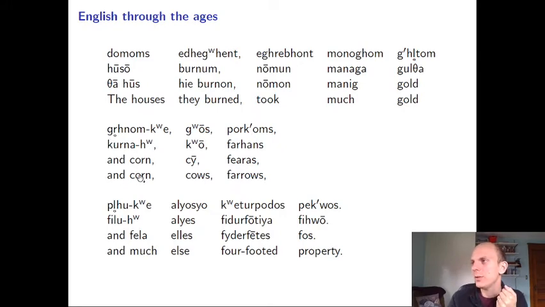This is kurna, corn. My favorite one here, do you guys know what pharaohs are? Any ideas? Any listeners know what a pharaoh is? I don't even know how you say that. Pharaoh, something like that? You know what that is? Well, I'll give you a hint. Look at it in context. These are the things they're taking. Gold, corn, cows, pharaohs, and much else four-footed property. Maybe some four-footed property. Let's look back and see if we can divine from our ages what this four-footed property might be.